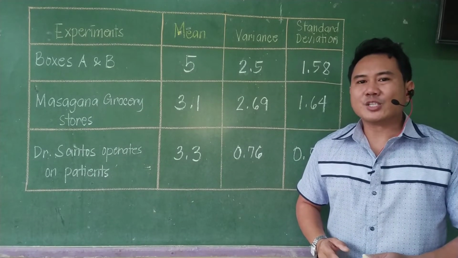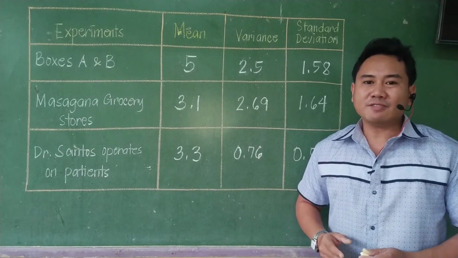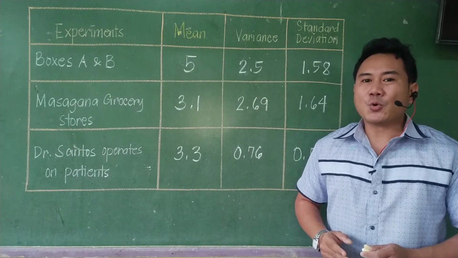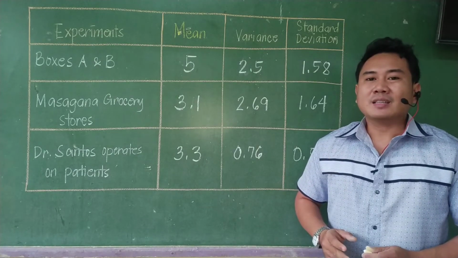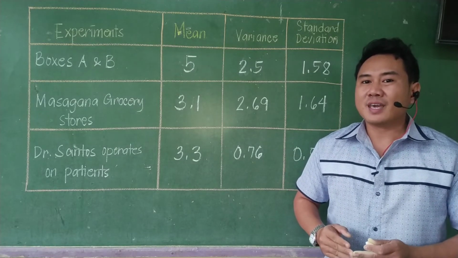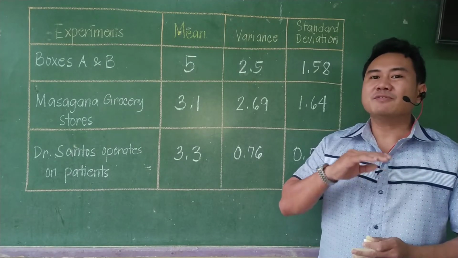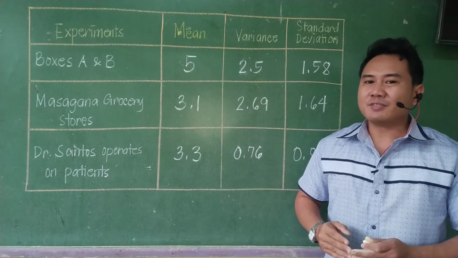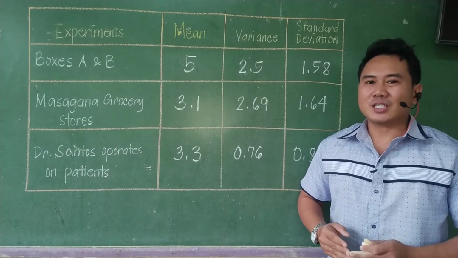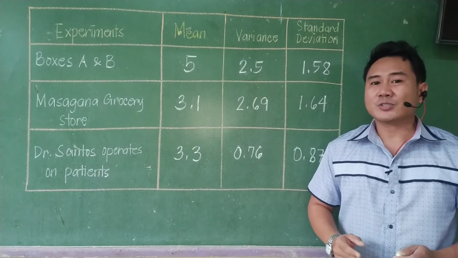Our experiment on boxes A and B has a mean of 5 and a standard deviation of 1.58. This means that the middle score is 5. The next score above and below 5 would be 1.58 away from 5. So we can say that the next score above 5 would be 6.58 and the next score below 5 would be 3.42.